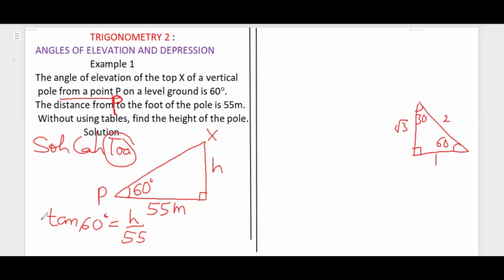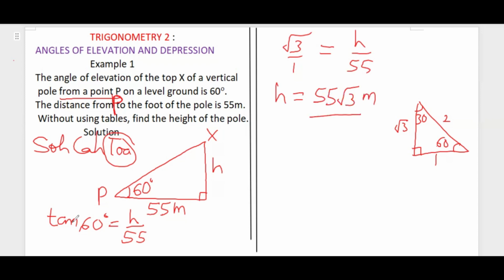So we use that to replace tan 60 here. That is root 3 over 1 equals h over 55. So when you cross multiply, you have 1 times h to be h, and 55 times root 3 is 55 root 3 in meter. So we leave it in surd form this way.